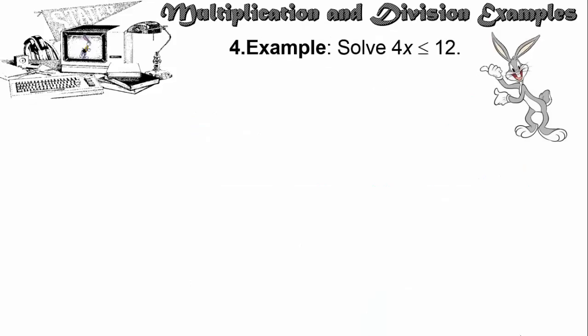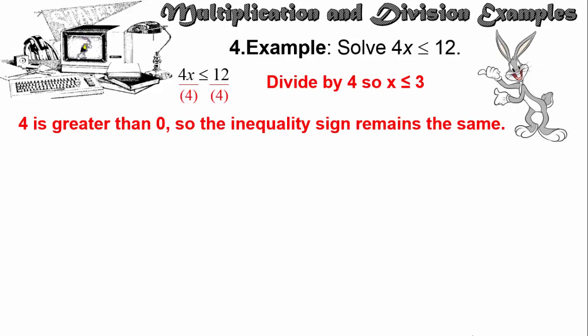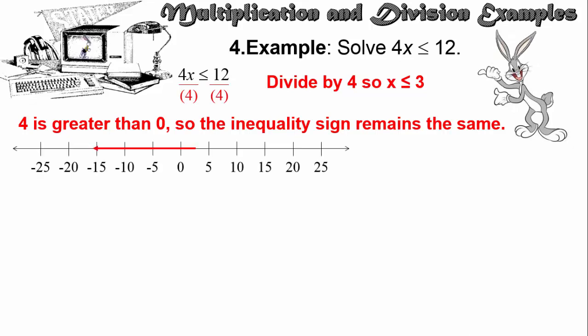In example number 4, we're asked to solve 4x is less than or equal to 12. So we divide by 4 to get x is less than or equal to 3. 4 is greater than 0, so the inequality sign remains the same. And we graph it in the following way. Because it's less than or equal to, we use a square bracket here at 3, and because it's getting smaller and smaller, our arrow points to the left.